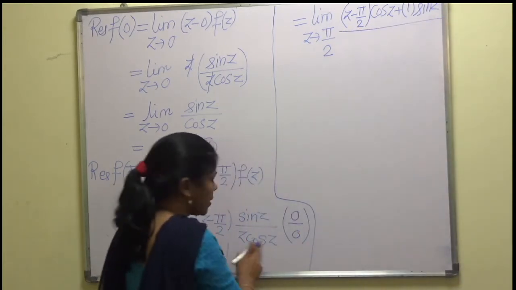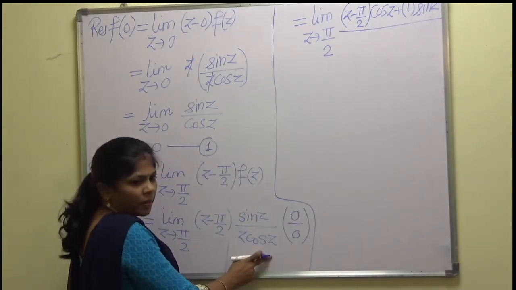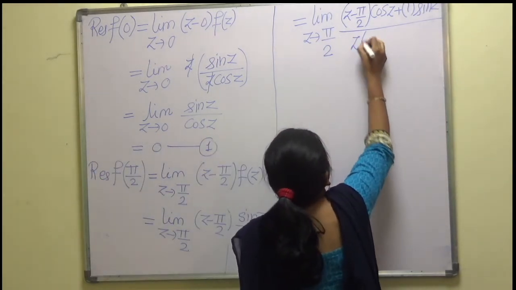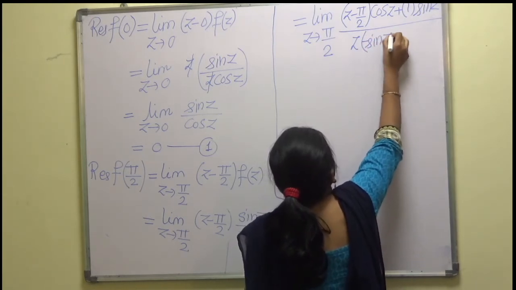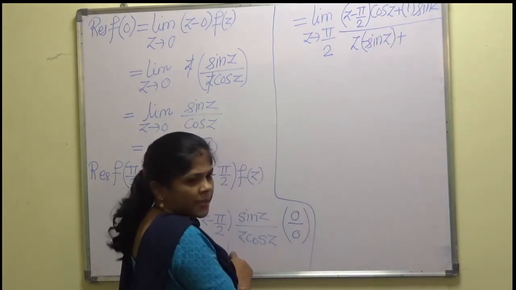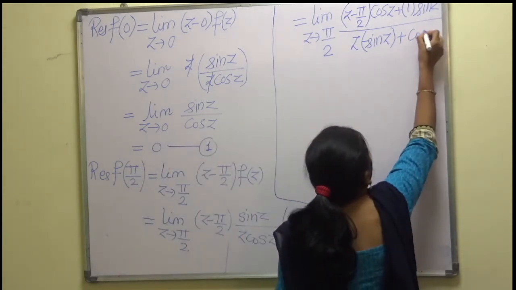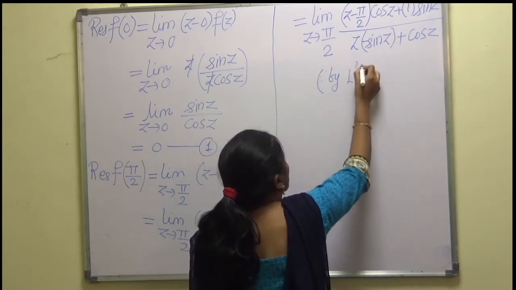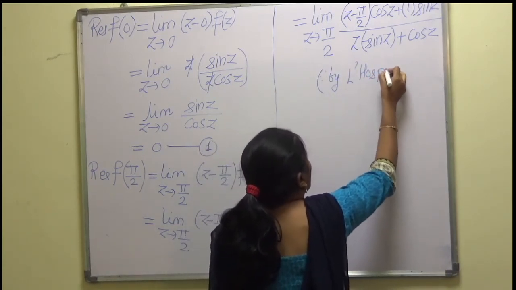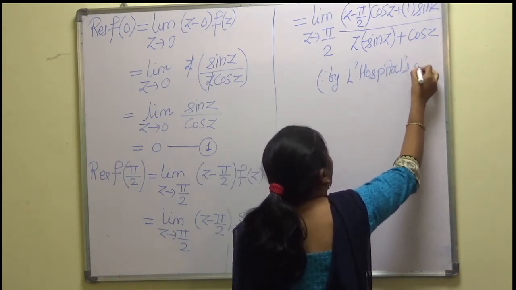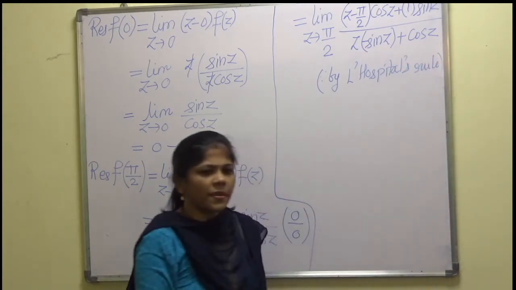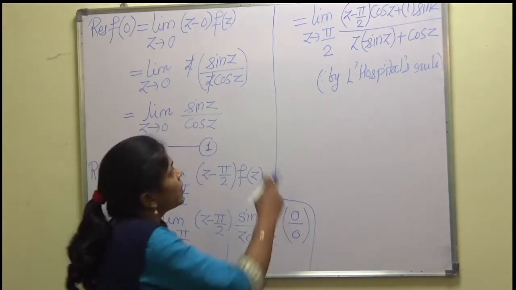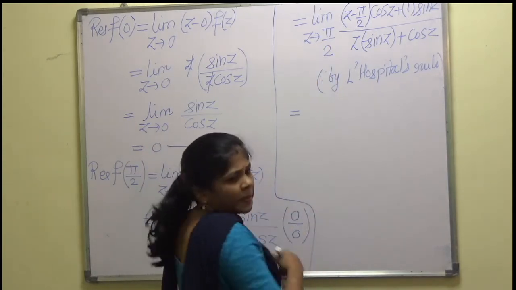Upon. Now here again differentiate the denominator by using the product rule. So what we have? First function as it is, derivative of cos z is minus sin z, and then derivative of the first function, that is z, is 1, and then cos z as it is. So this we are getting by L'Hospital's rule, because this is 0 by 0 form. Okay. Now simplify.